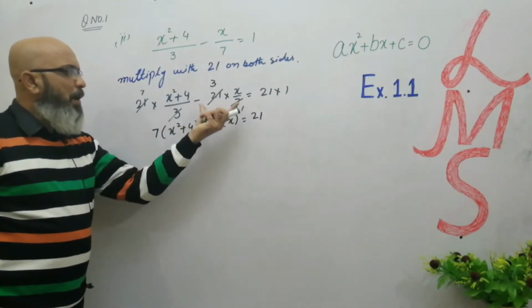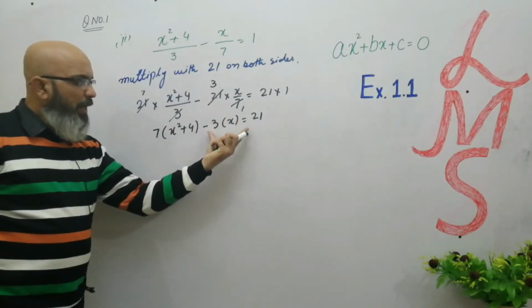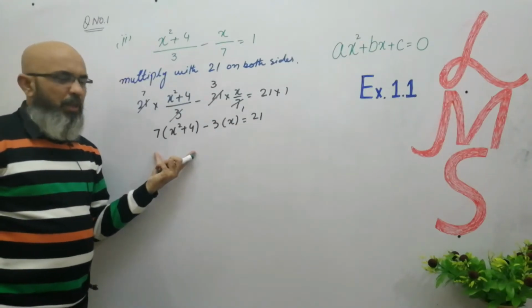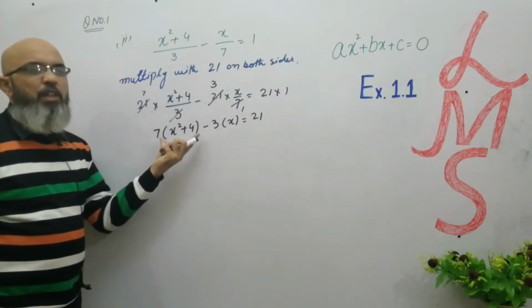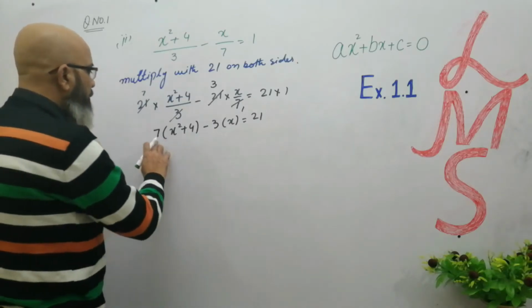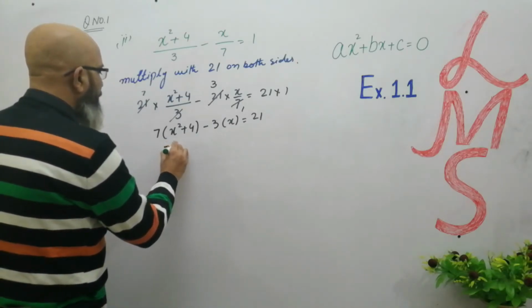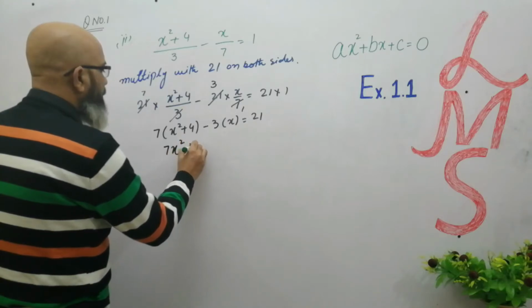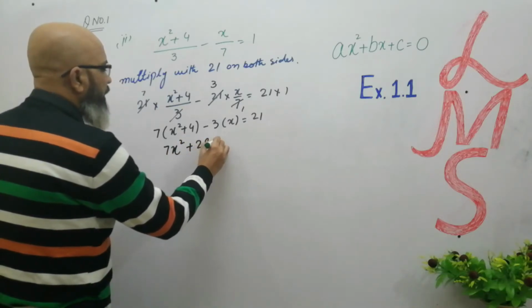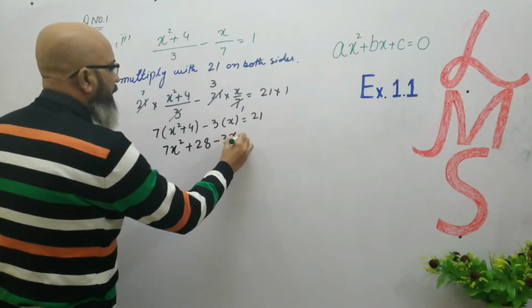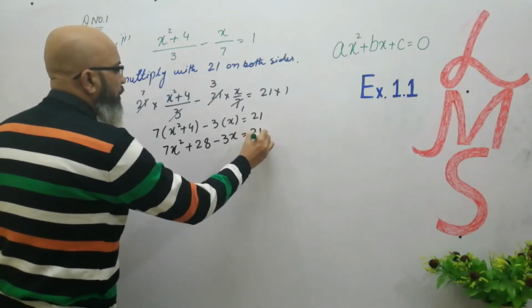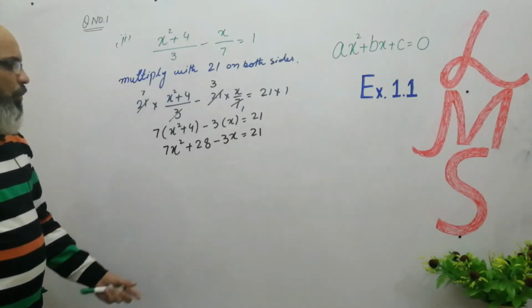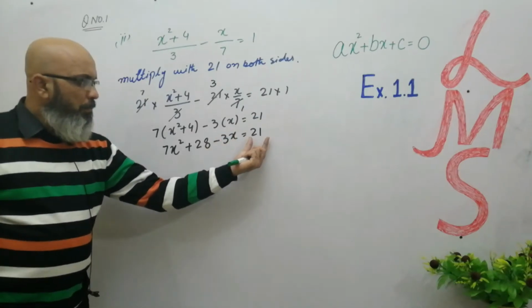इस तरह से एक ही स्टेप में आपकी फ्रैक्शन फॉर्म से क्वेश्चन एक आसान फॉर्म में कन्वर्ट हो गई है। अब हम ब्रैकेट ओपन करेंगे और इसको स्टैंडर्ड फॉर्म में कन्वर्ट कर लेंगे। मल्टीप्लाई 7 with x square, what we get 7x square plus 7 fours are 28 minus 3x is equal to 21.